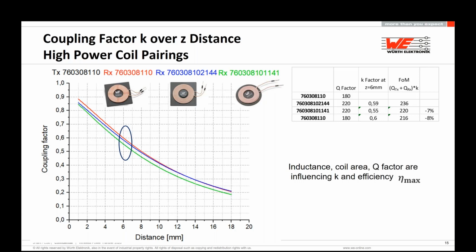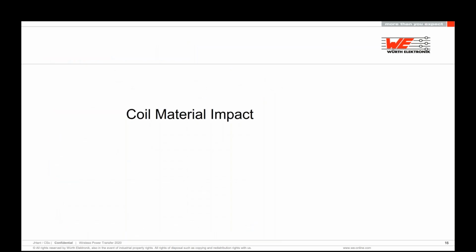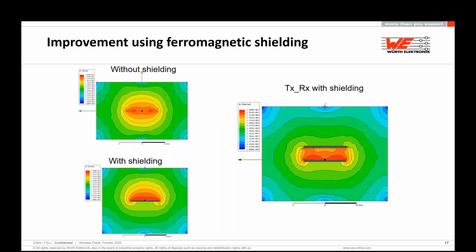So that means we have to check what kind of material we have to use. The coil material itself is also impacting. So in the end, we can for sure use a coil without any shielding. It looks like in the upper left corner that the field is around the coil and there is no shielding. Now we can include a shielding at the transmitter side, for example, and you can see that the magnetic field on the back side of the ferrite is more or less 0. So no effects for parts which are on the back side of the coil.